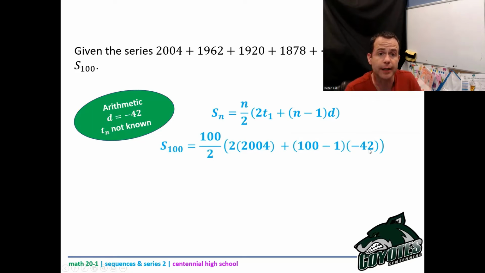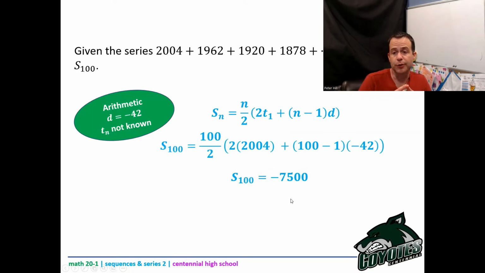Okay, put all that in your calculator. Pause me and make sure you're doing it right before you check my answer. And you should end up with S of 100 is negative 7,500. So the sum of the first 100 terms of this sequence or of this series is negative 7,500. Okay?